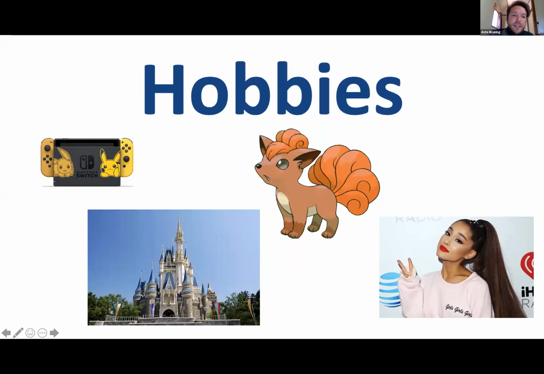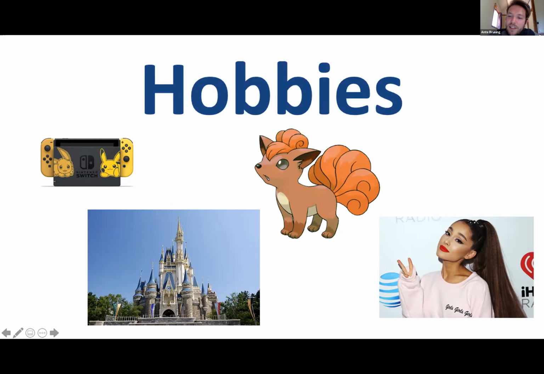Some of my hobbies, I love playing Nintendo Switch. Recently, I've been playing Animal Crossing. In Japanese, it's called Dobutsu no Mori. I love that game. I also love Disneyland. I have an annual pass to Disneyland, so I usually go at least once a month when it's open. And I also love Pokemon. This is my favorite Pokemon on the right, the red one. In English, it's called Vulpix, but in Japanese, you call it Rokon.